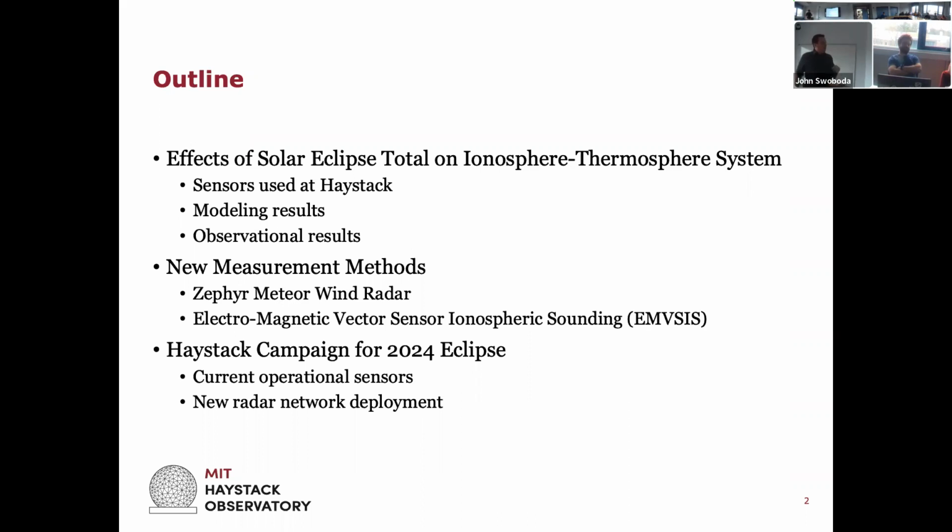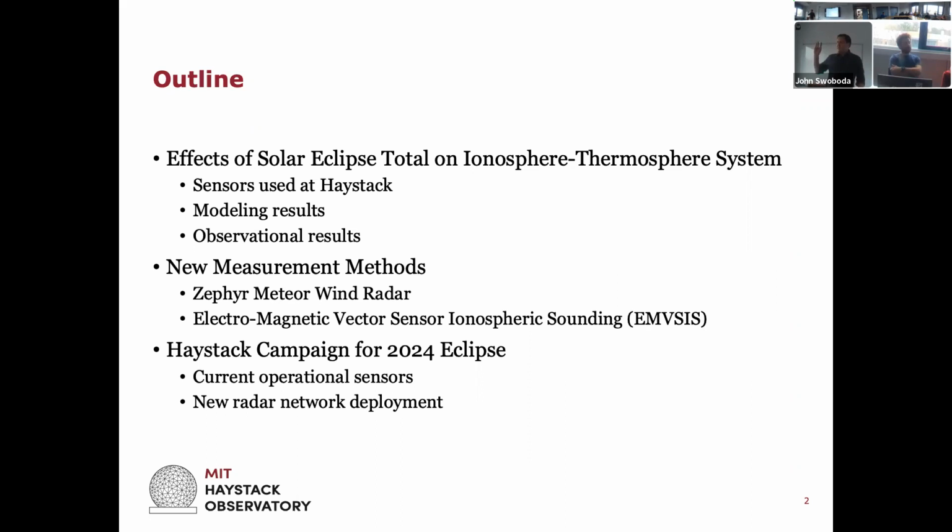And then our campaign for the 2024 eclipse at Haystack, both our current operational sensors and the new radar deployment that we're doing. And also, quick question about Haystack.